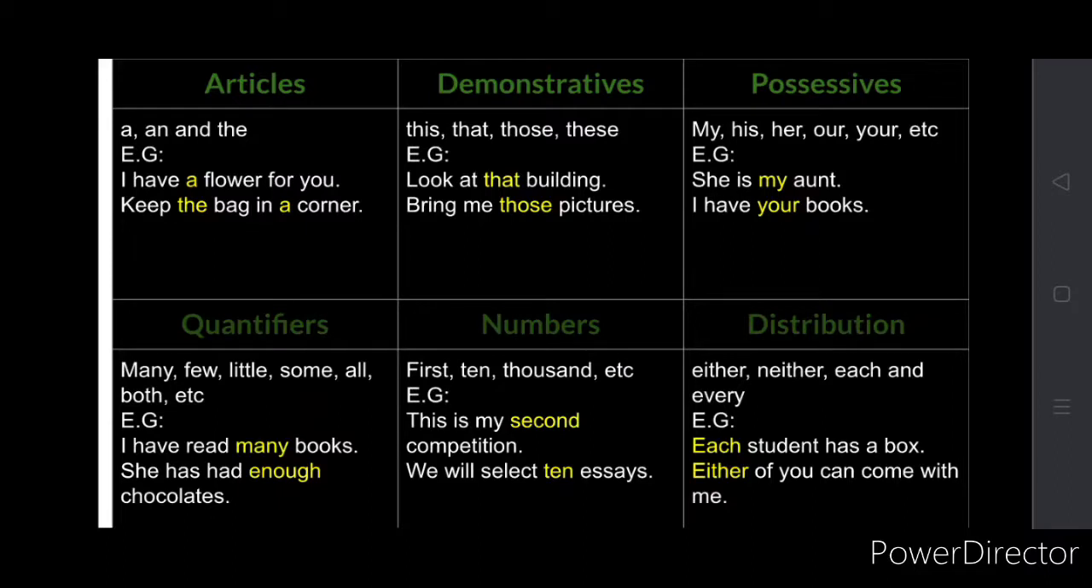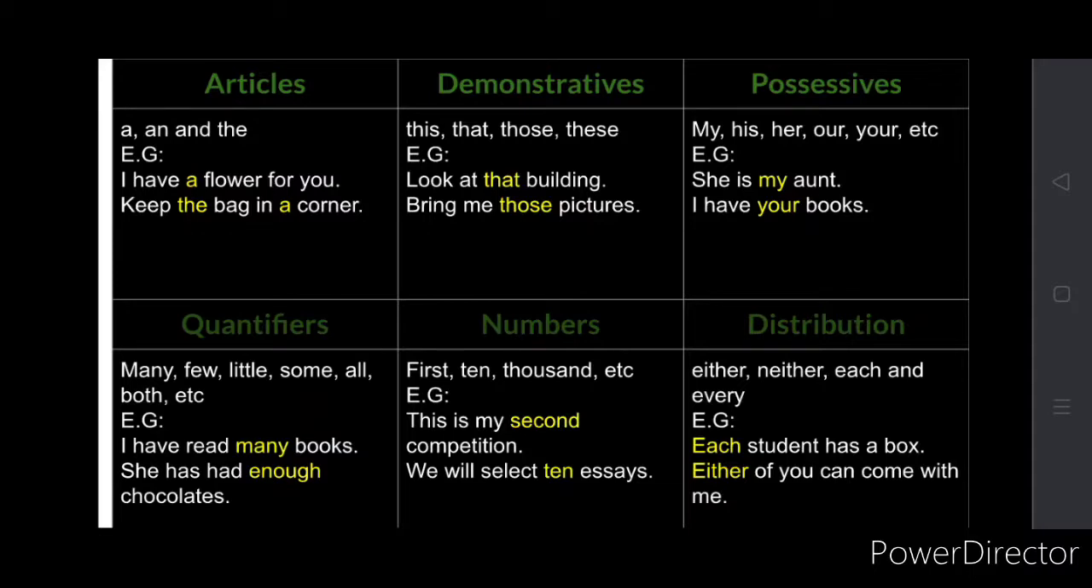Okay, now the second type of determiners are demonstratives. Demonstratives means that they show you, they describe. Like this, that, those, these are the kind of demonstrative determiners. So they demonstrate, they show you. So for example, look at that building. That building, that is the demonstrative determiner. It is showing you that building. And then the second one is bring me those pictures. Pictures is the noun and those is the determiner.